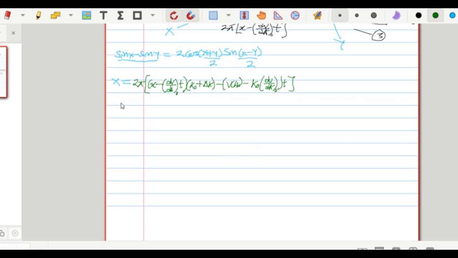And then we have our y. Our y will be equal to 2 pi into x minus dv over dk naught of t, into k naught minus dk, minus v of k naught, it's a bracket here, minus v of k naught minus k naught into dv over dk naught t. So these are our two values.